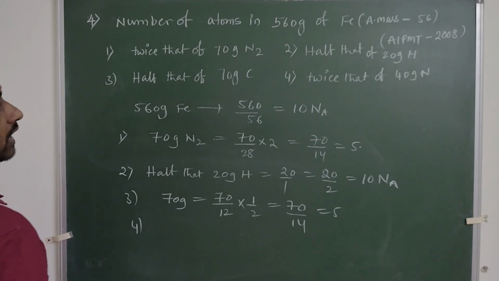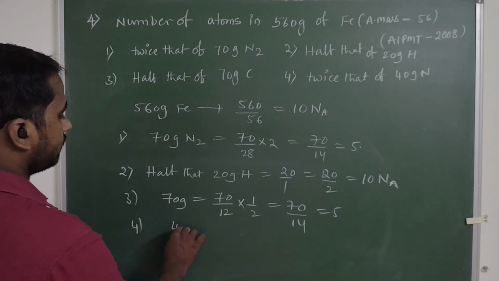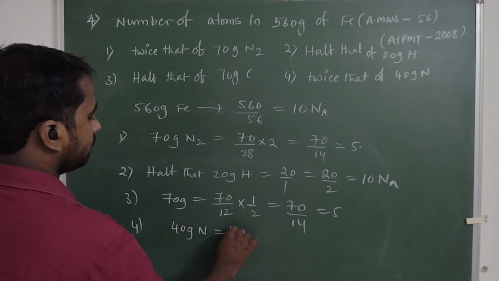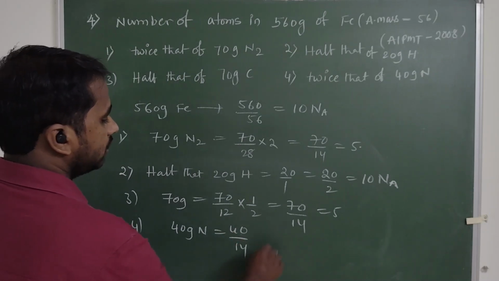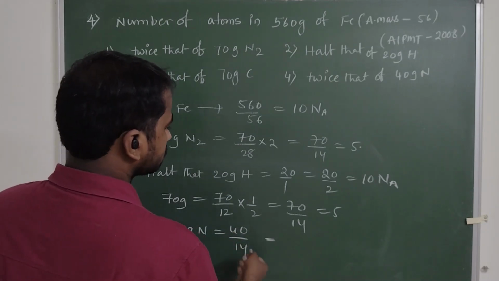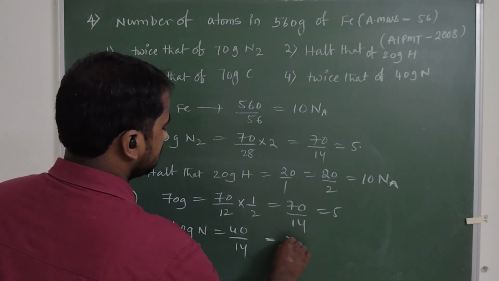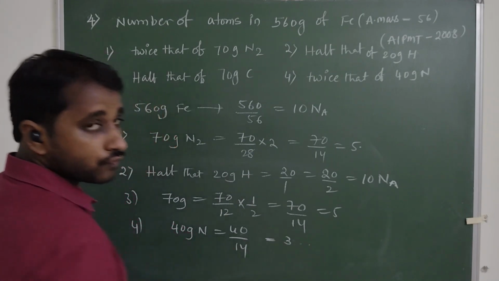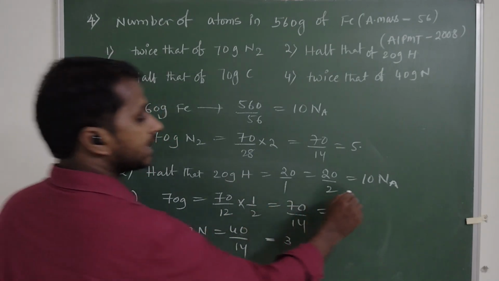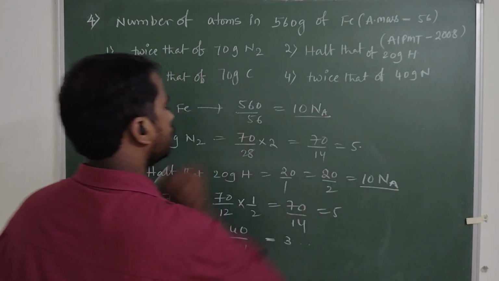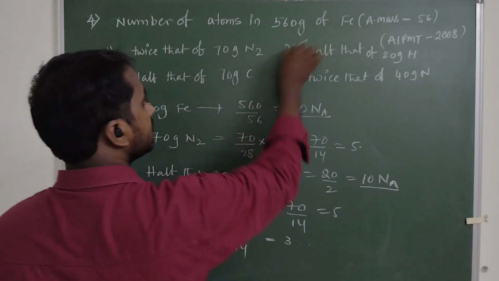And the fourth one, twice that of 40 grams of N. 40 grams of N means 40 by 14. So it is around 3 point something. So which is exactly equal to the 10 Na? So answer 2 is correct.